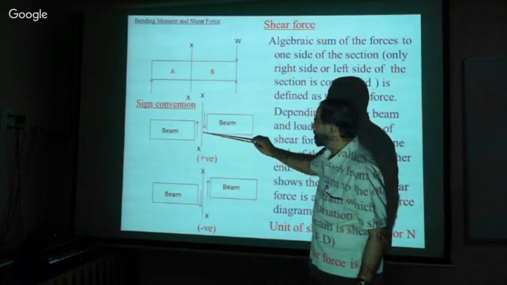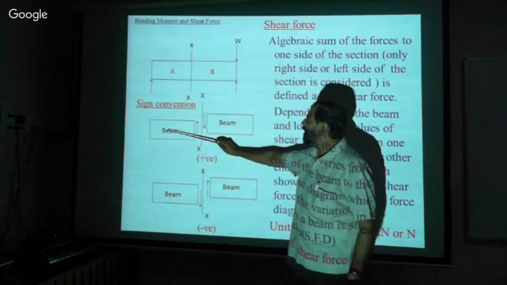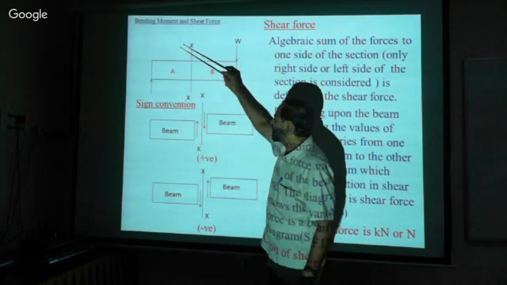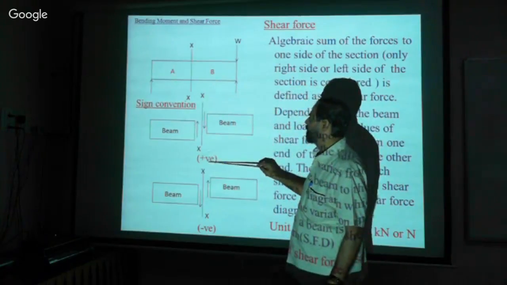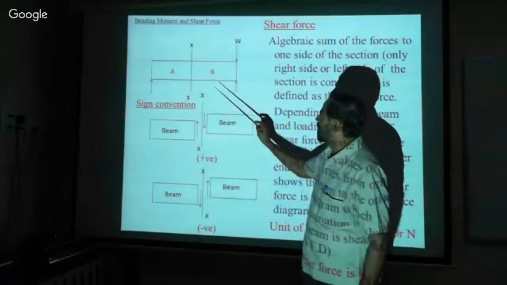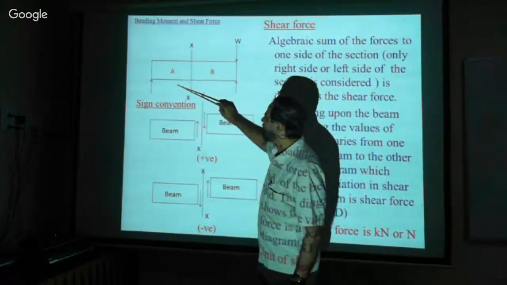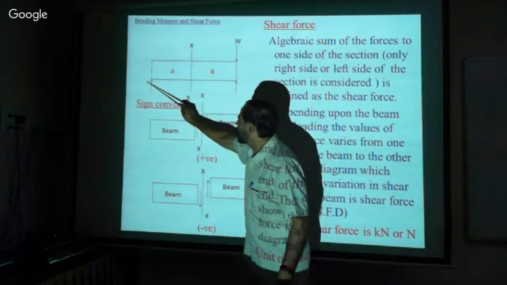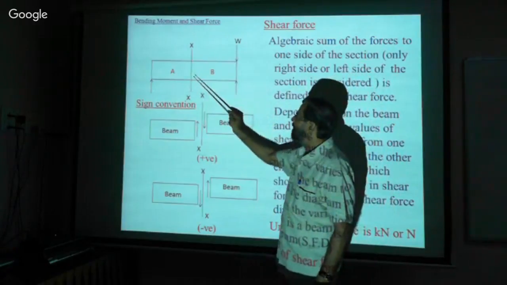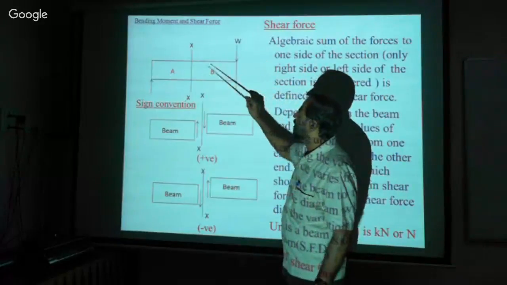Now when I am calculating the shear force at this section, if you consider the left hand side, then the sum of the forces, upward force and downward force, if you get the result upward, it is positive, and vice versa. Similarly, wherever you calculate the shear force at any section, we should consider either the left hand side forces or the right hand side forces. That is, the sum of forces either to the left side or to the right side of a section in a loaded beam.